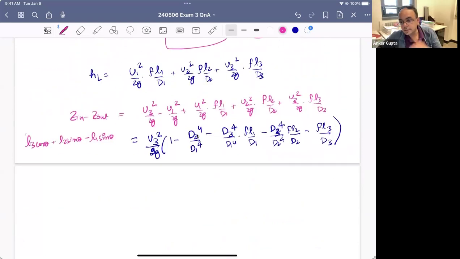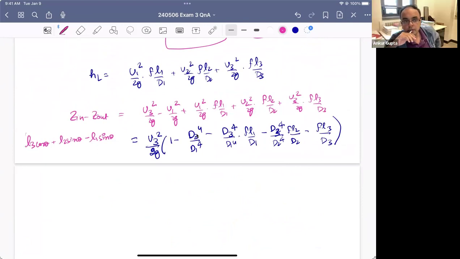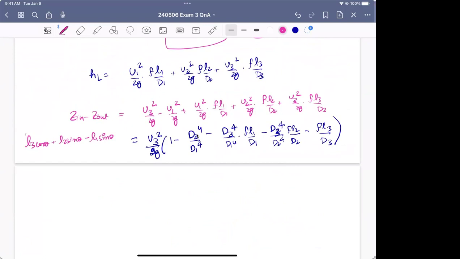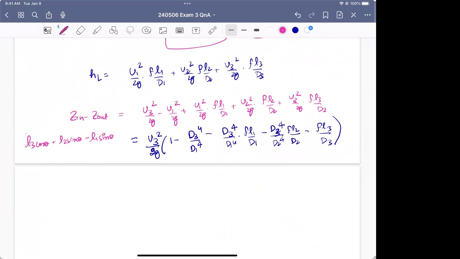Any other questions on this problem? Yes, go ahead, Hassan, first, and then we can go again. Yeah, Hassan, go ahead. Just like the L sine theta, why is it negative? Sorry, can you repeat again? Why is the L sine theta negative?